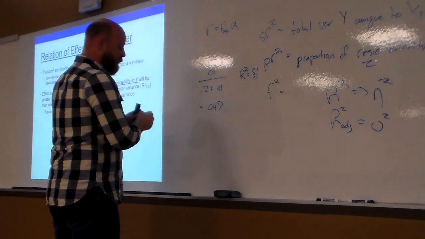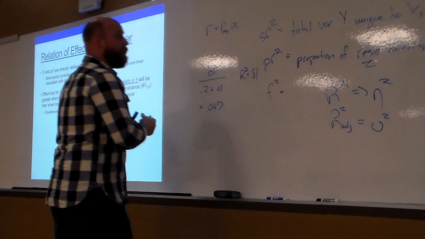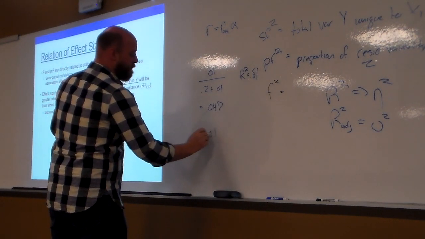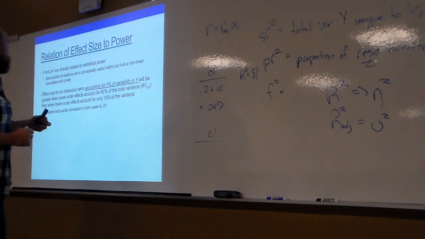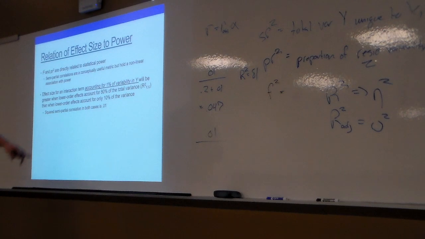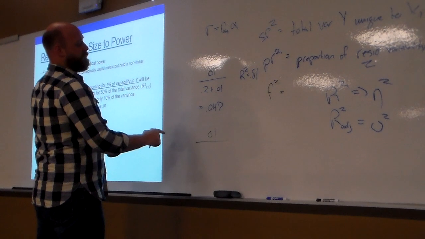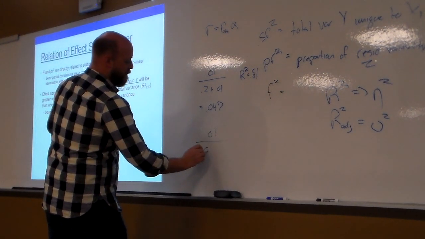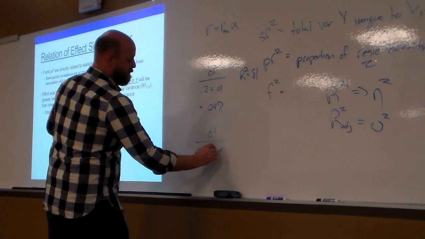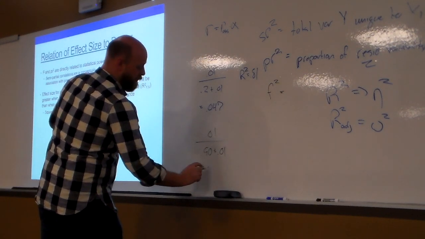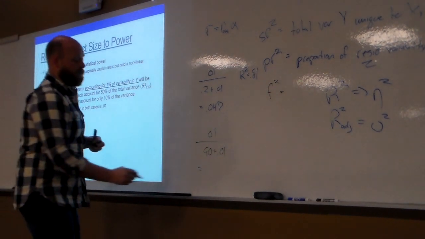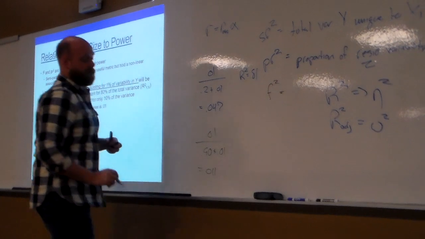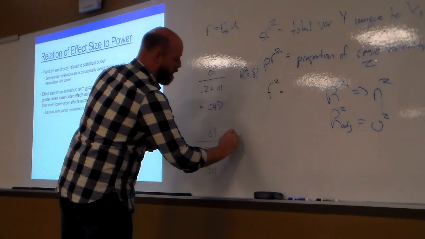But let's say we got a different scenario. X1 is still accounting for 1% of the total variability in Y, right? But this time, my other predictors are only accounting for 10% of the variability, right? In this case, I've got 0.90 plus 0.01. What's my squared semi-partial now? 0.011. Okay.